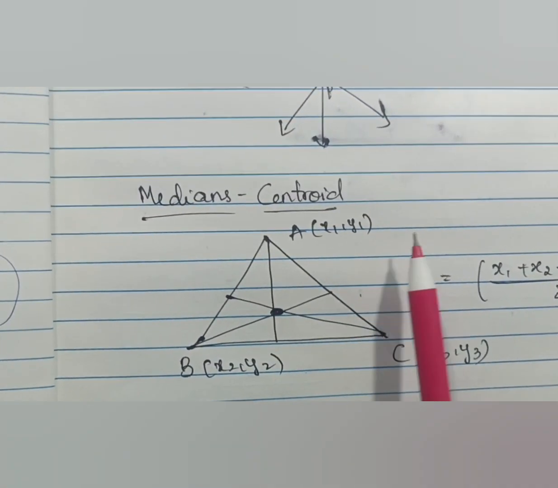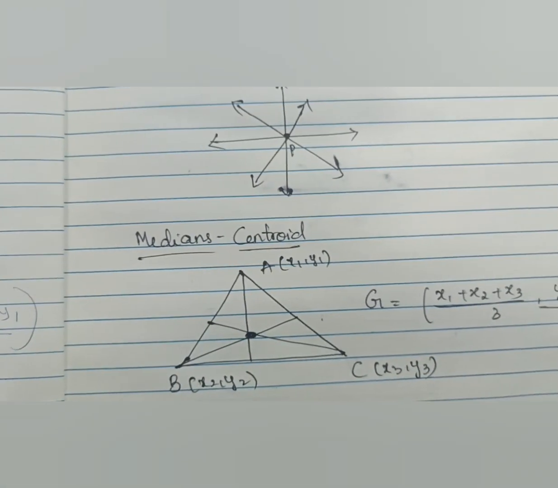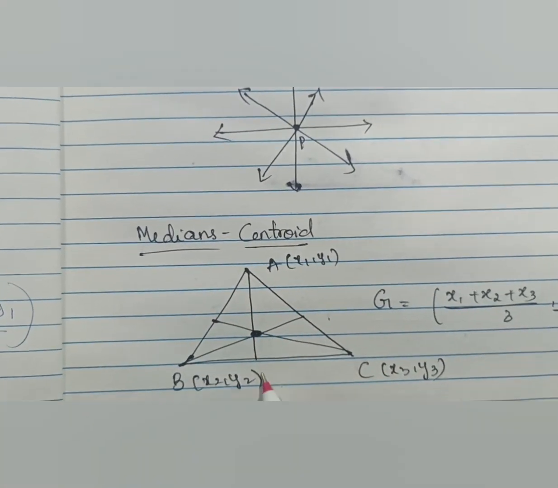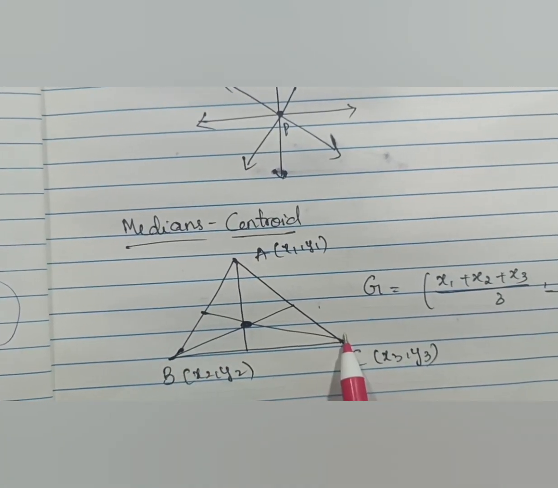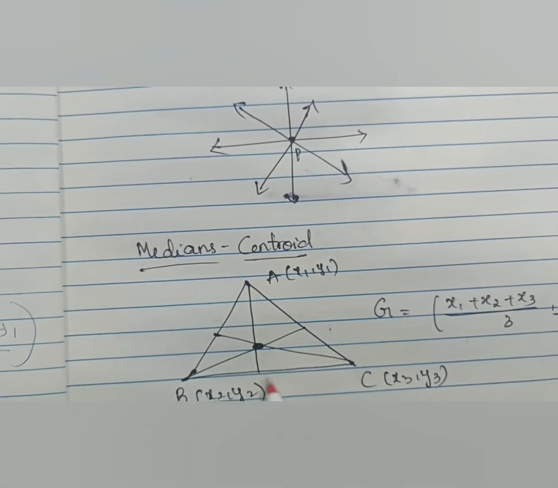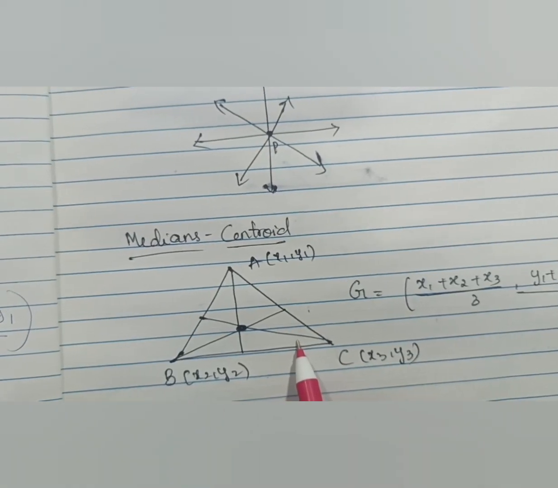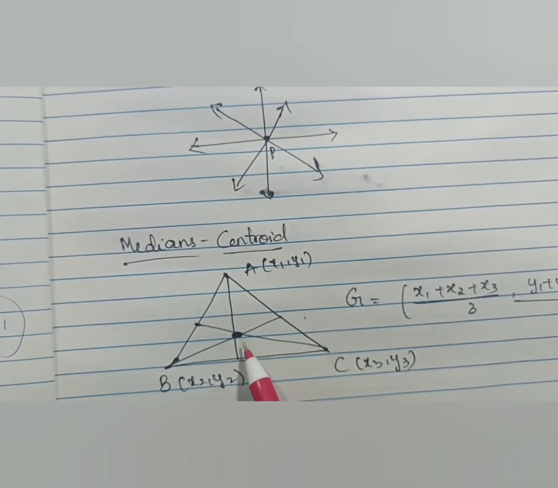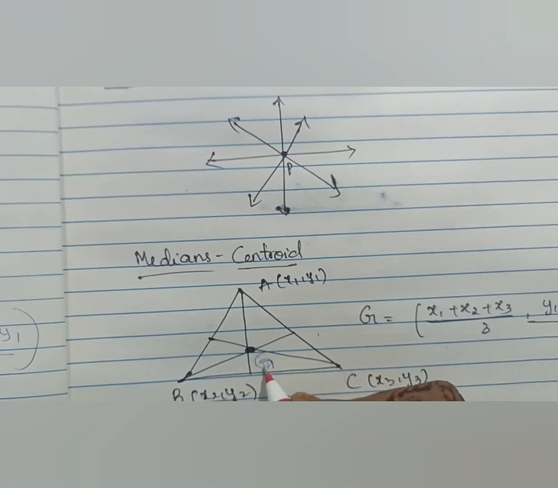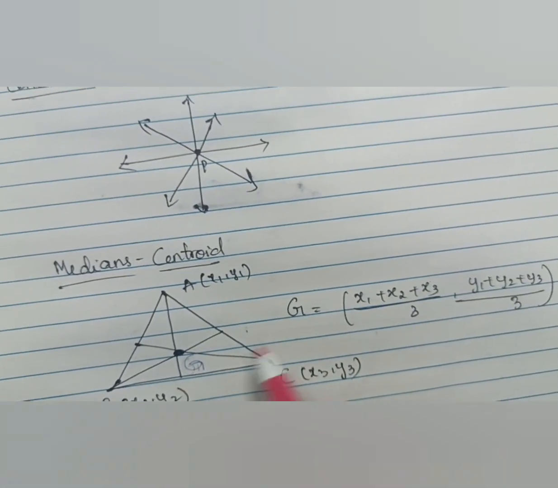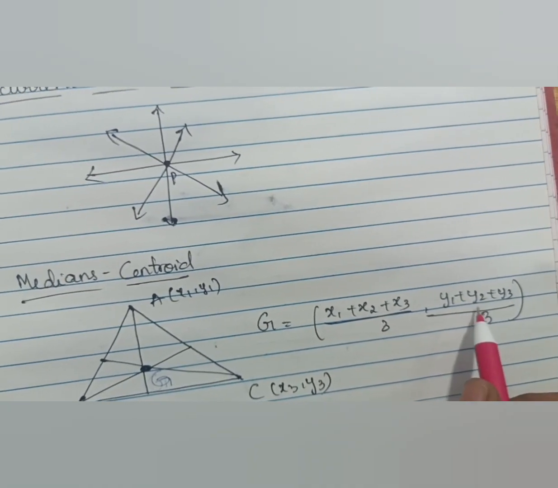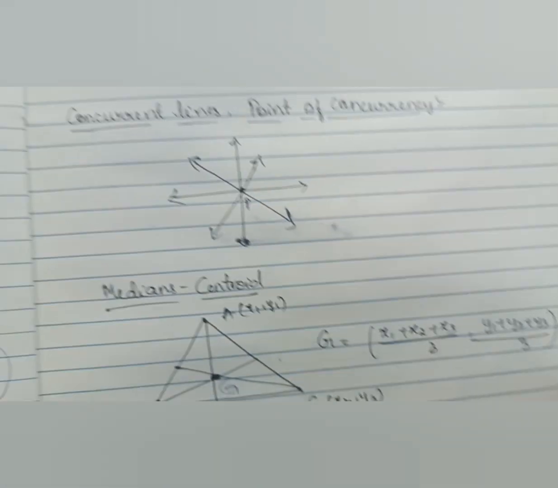Median or centroid. A median is a line drawn from the point A to the opposite side. Three medians are drawn for the three sides. So what is the centroid? The point of concurrency of these medians is G. The formula will be x1 plus x2 plus x3 by 3, comma y1 plus y2 plus y3 by 3.